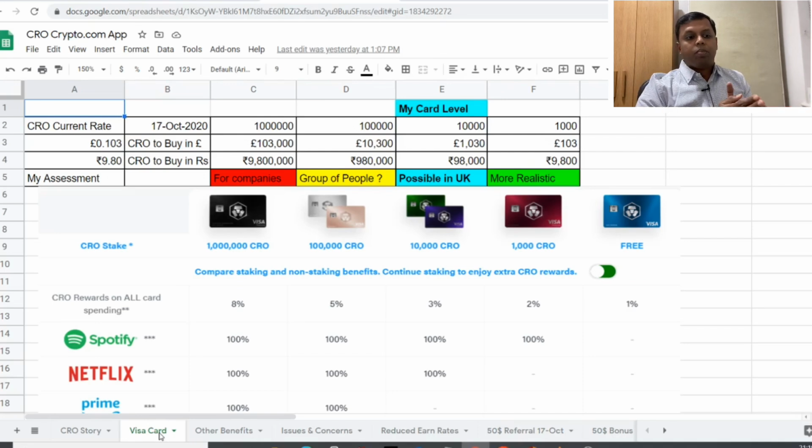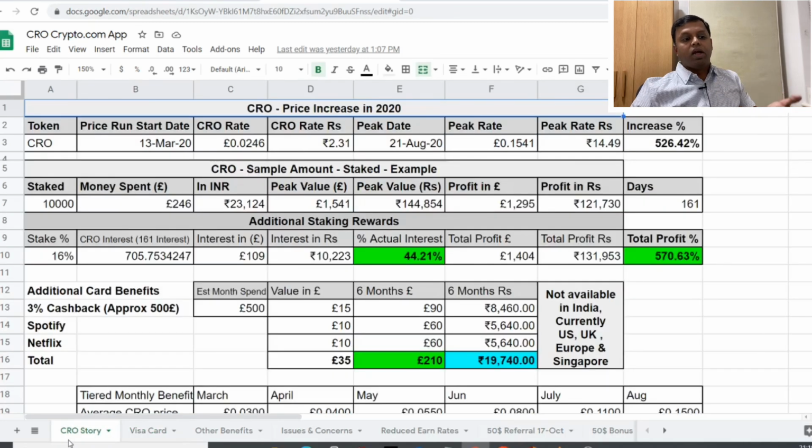But I'm probably going to use the 3% cashback, which is more realistic, and it's possible in the UK and Europe. You could put 1,000 pounds into a fixed deposit to get these benefits. That is my opinion, and I have done it. I'm not saying anything that I'm not doing, because all of these are things that I have done and verified, which is why I'm explaining this.